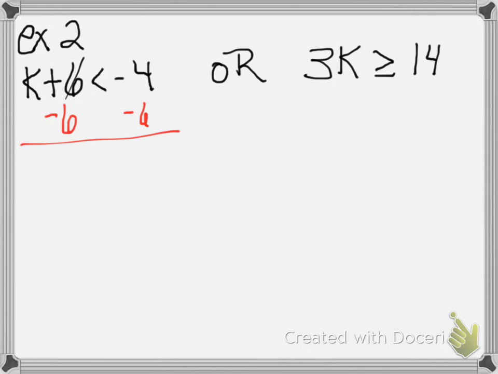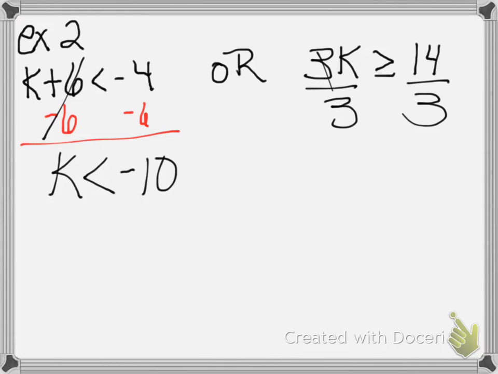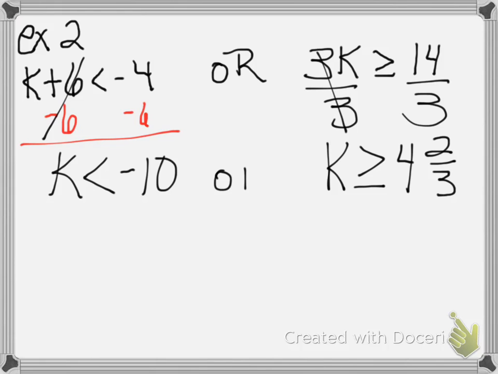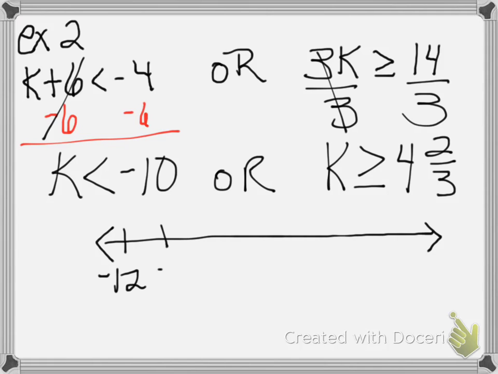Example 2, we're going to solve for k and get k is less than negative 10, or k is greater than 4 2/3. Drawing the number line helps first before you put it in inequality interval notation.